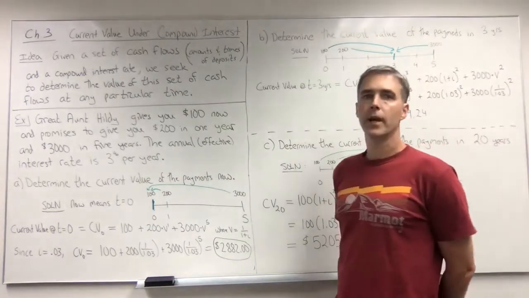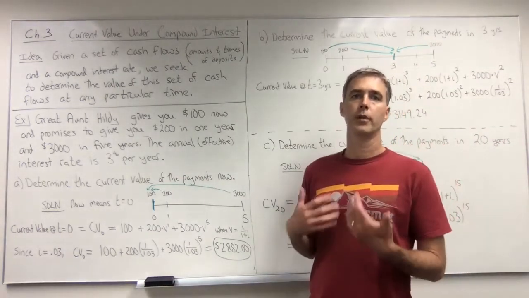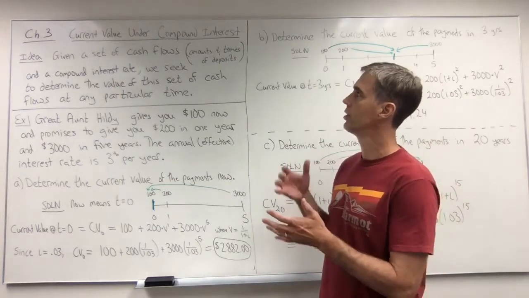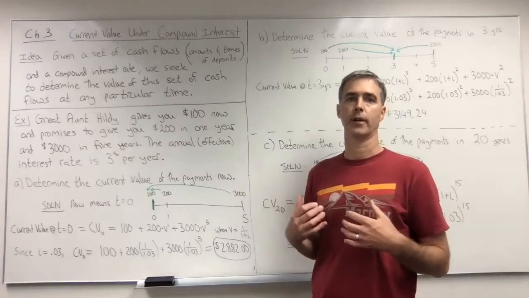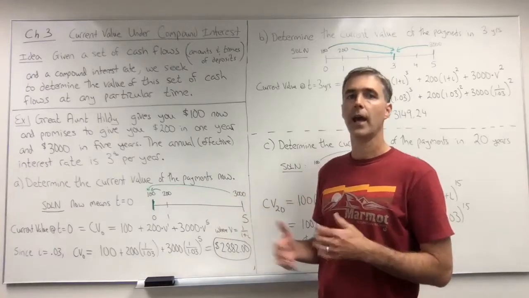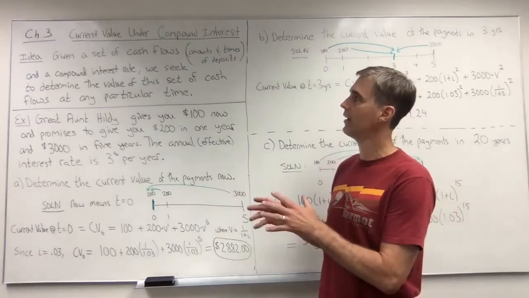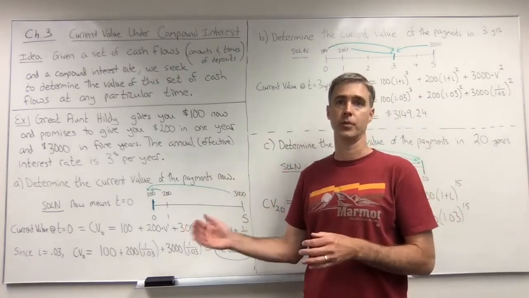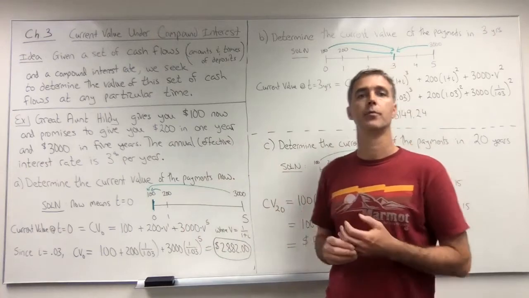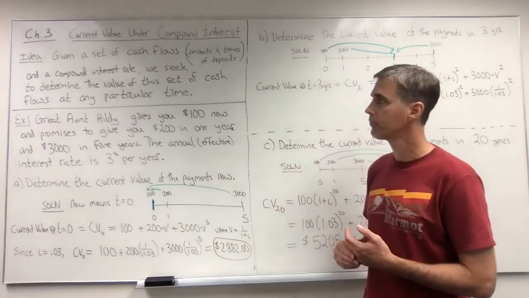All right, so the idea with current value is we're going to be dealing with situations in which we have cash flows, different amounts of money arriving at our account at different times. And what we'd like to know is what is the value of all of these cash flows at any particular time of my choosing? And hopefully the examples will make it a little clearer what I mean by that.